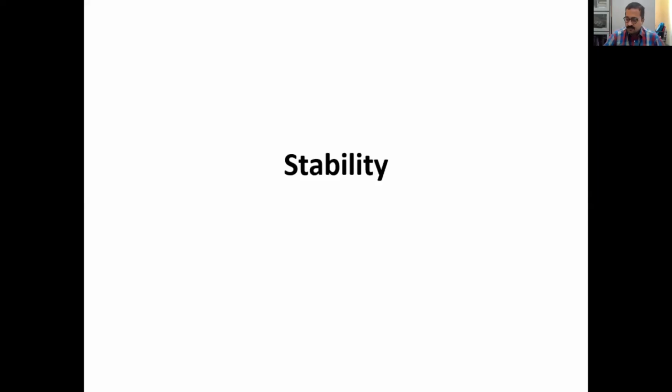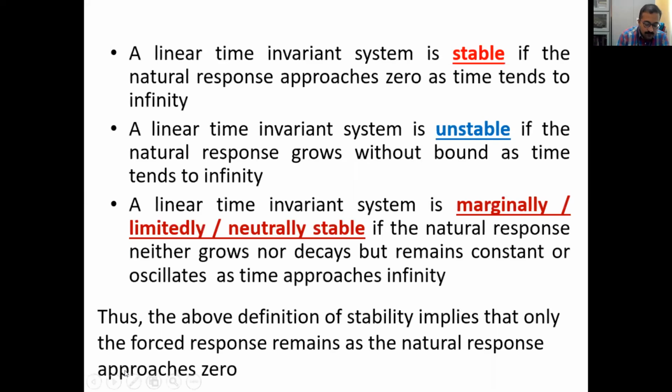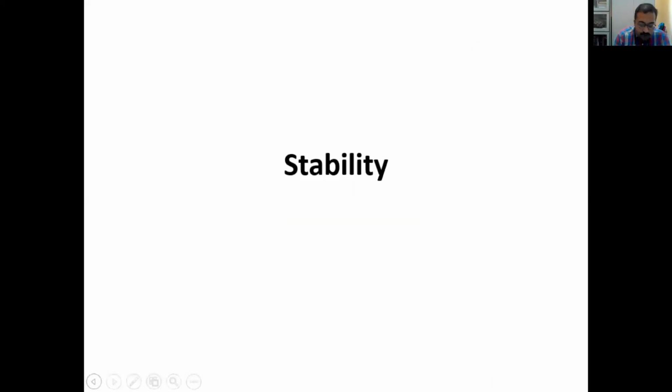If a system is unstable, then designing the transient response and steady state errors is all moot. There is no point in designing these things for an unstable system. So let us look into more details of what we mean by stability. Stability. Before we move into stability, let me take one example.